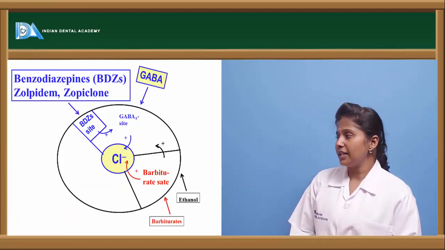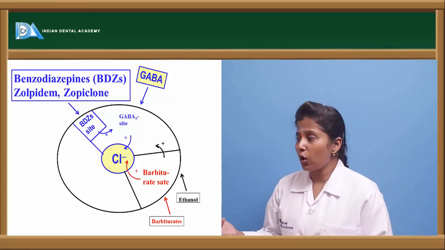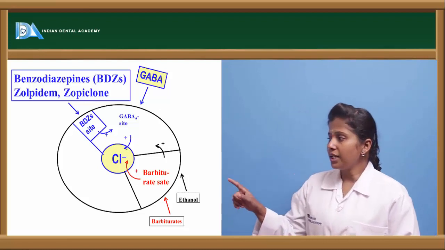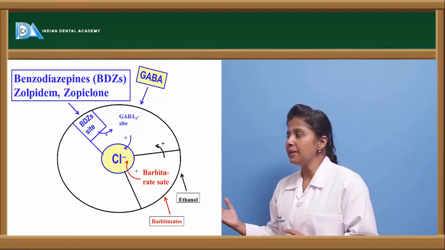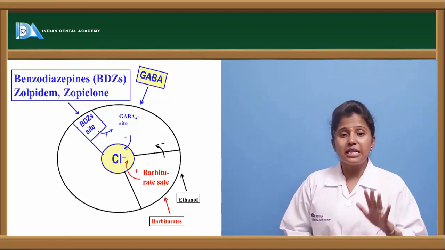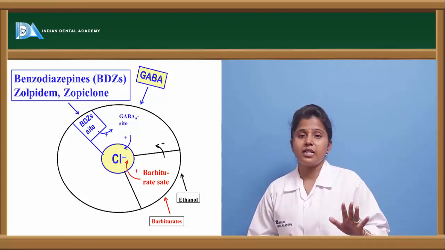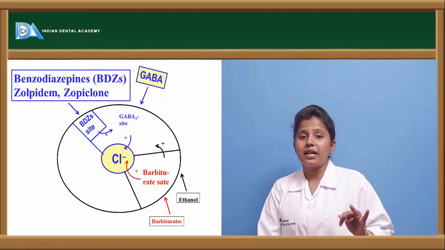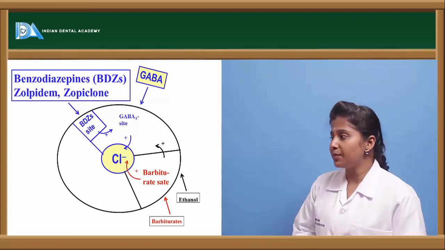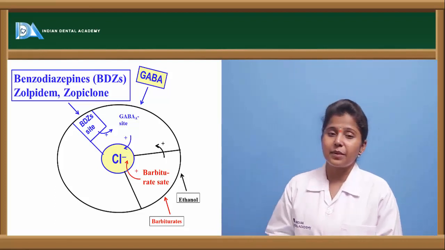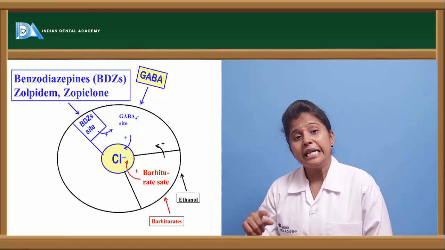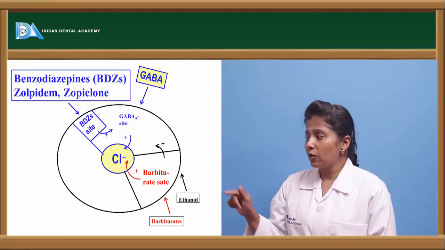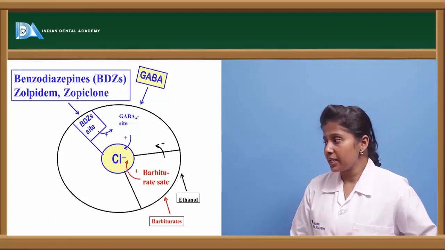Here we can see the benzodiazepines, as well as zolpidem and zopiclone. What do they do? They bind at the benzodiazepine site. So these GABA receptors have different sites. One is the benzodiazepine site, the barbiturate site, as well as various other sites. These benzodiazepines go and bind to the benzodiazepine site, and thereby chloride entry takes place inside the GABA receptor.